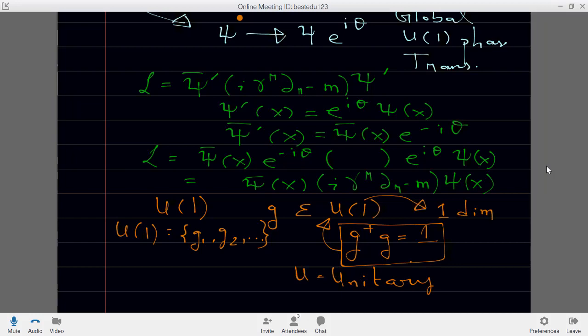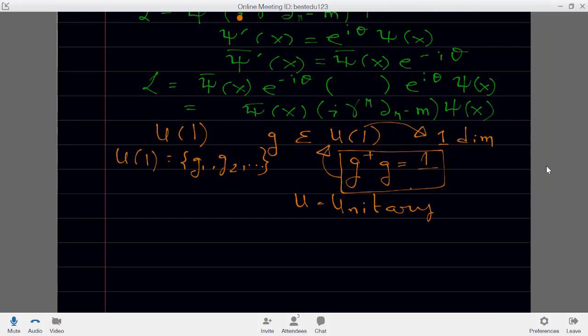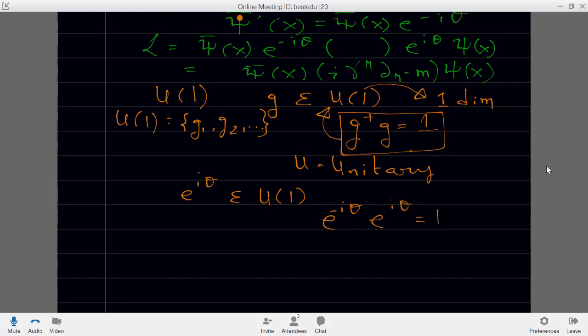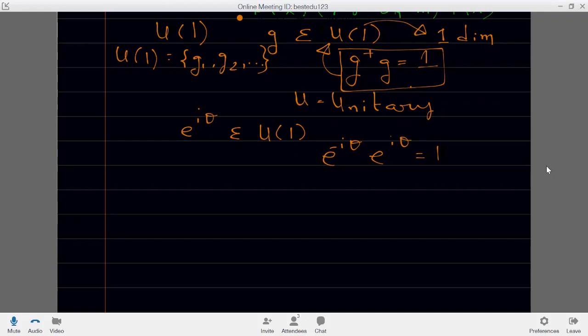As you can see, if I write e to the power i theta belongs to U(1), then yes, e to the power i theta is a one-dimensional element, it belongs to the group U(1), and it satisfies this: if you take the dagger, you'll get a minus sign, and then e to the power i theta times it equals 1. Okay, so you can mute on your sides. So I think now it's clear what it means when I write U(1).